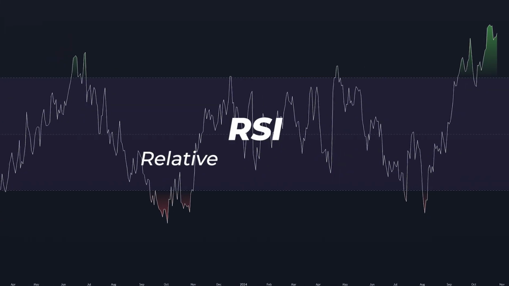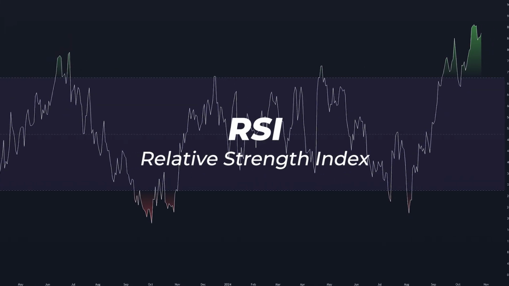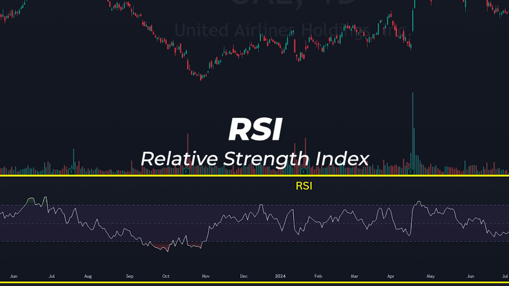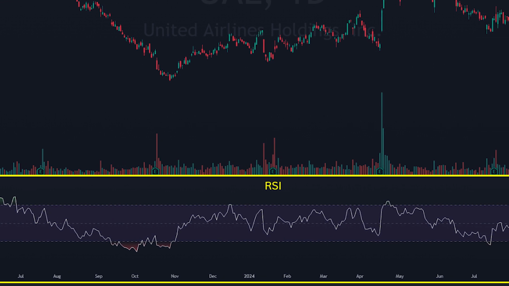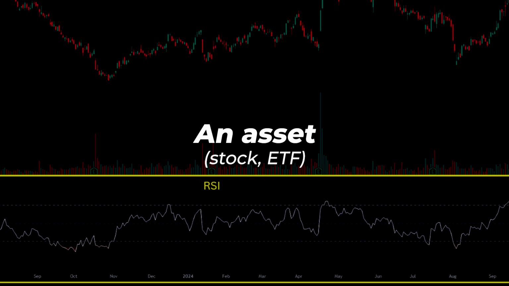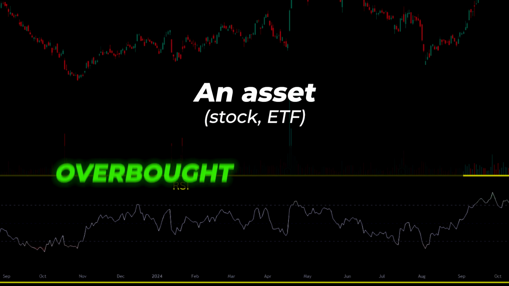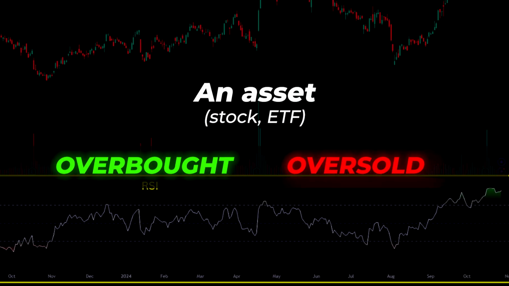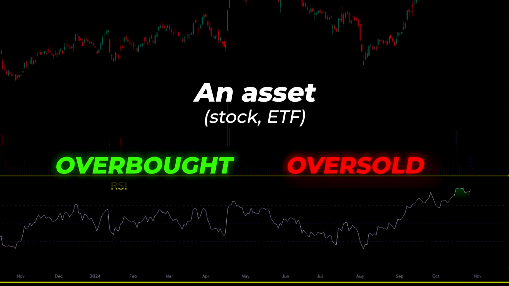RSI stands for Relative Strength Index, and it's a popular tool traders use to measure the momentum behind price movements. In simple terms, RSI helps us see whether an asset, like a stock or ETF, might be overbought or oversold, which can help signal entry or exit points.